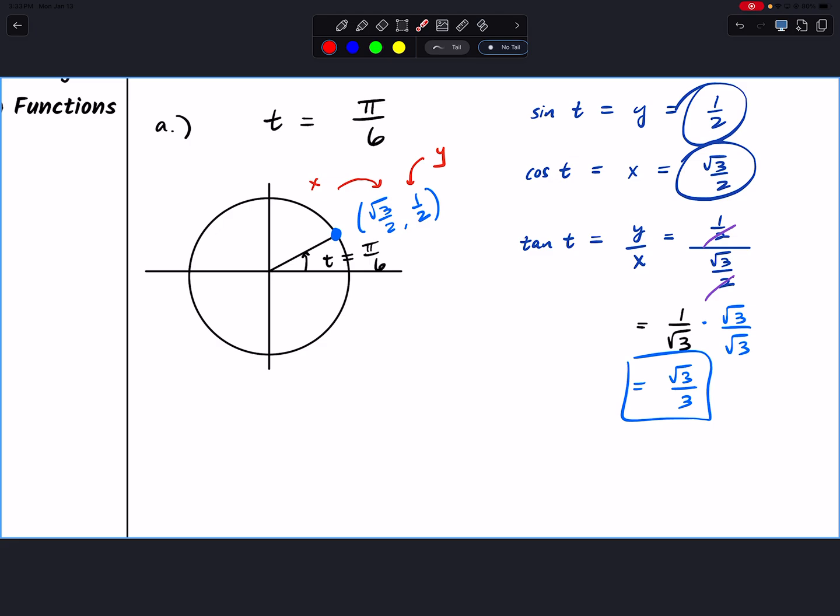How do I find the other 3? Reciprocals. So what's the reciprocal of sine called? Cosecant. Good. Cosecant of t is the reciprocal of sine. So we're going to take our sine answer and flip it upside down. So it's 2.